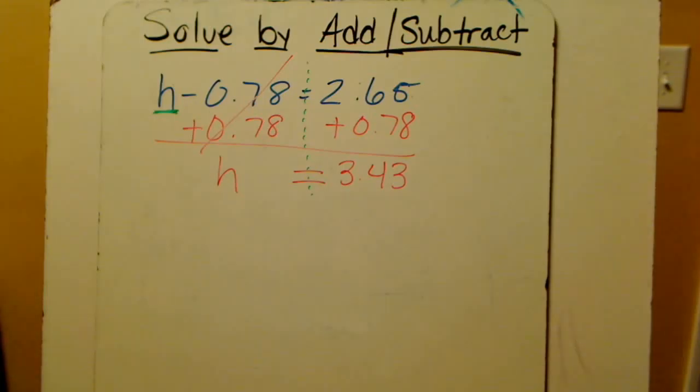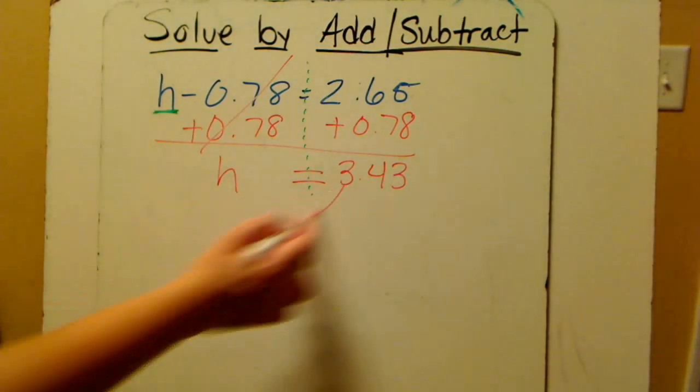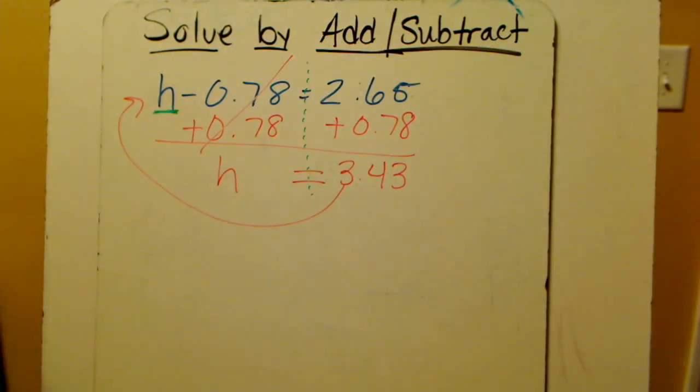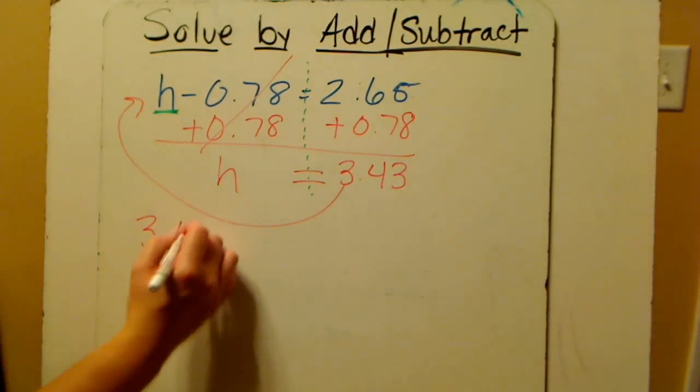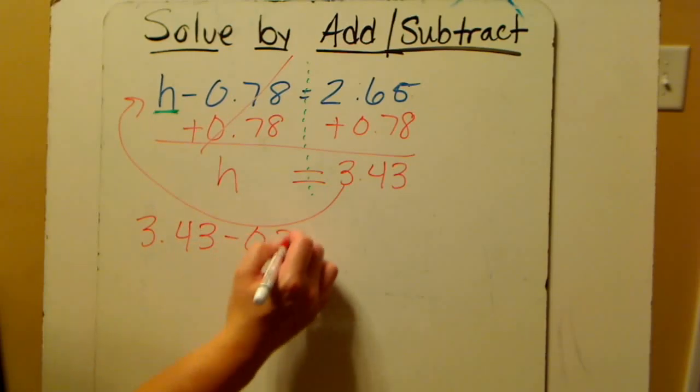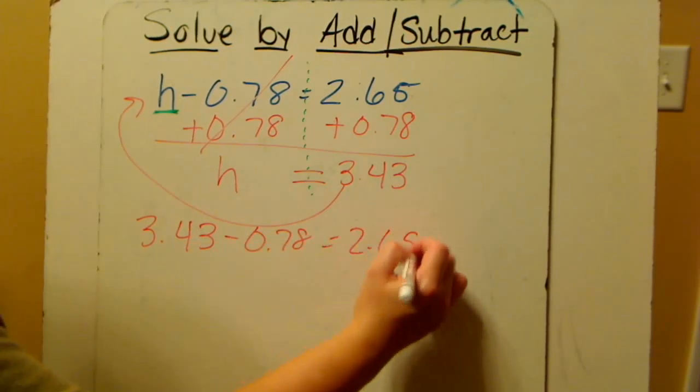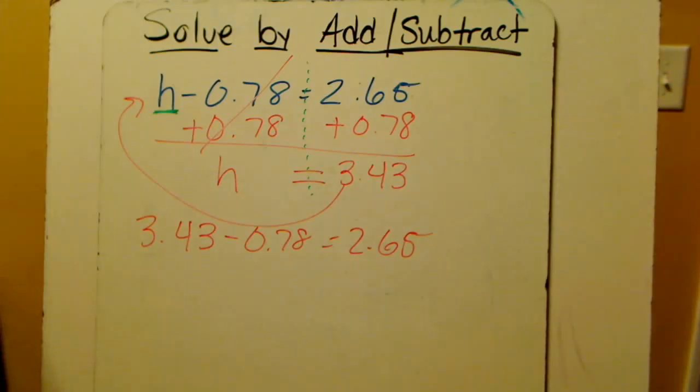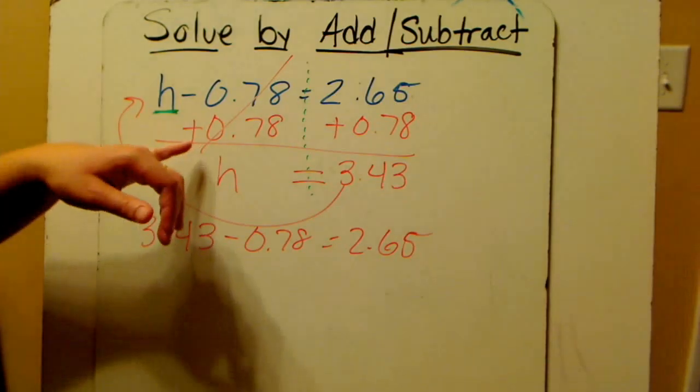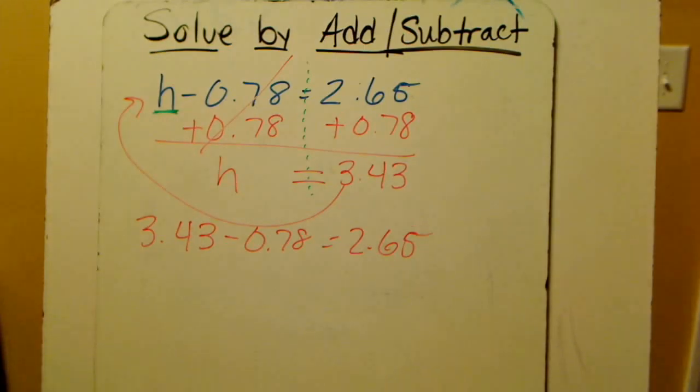Always go back and check your answer. So we're going to plug this back in for h. And then you get 3.43 minus 0.78, and that should equal 2.65. 3.43 minus 0.78 equals 2.65. Okay? The next one is actually doing the opposite. Instead of adding to both sides, we're going to subtract.